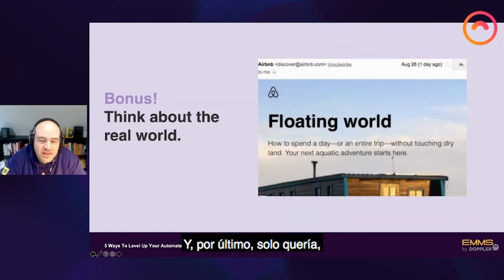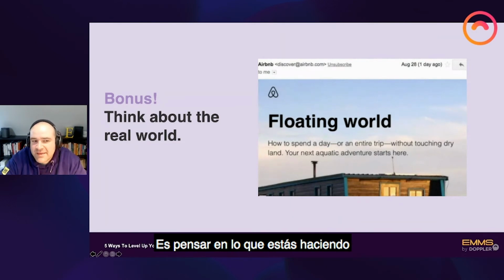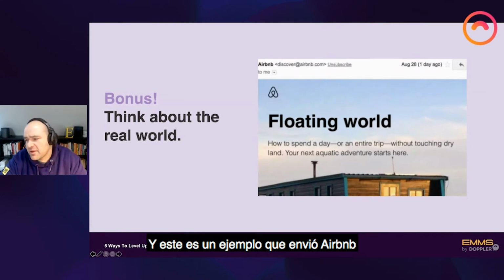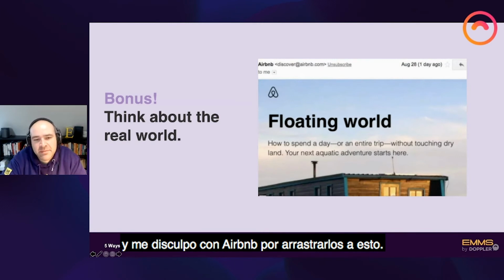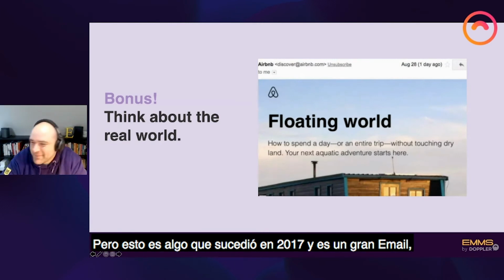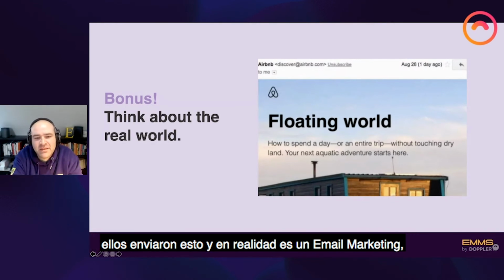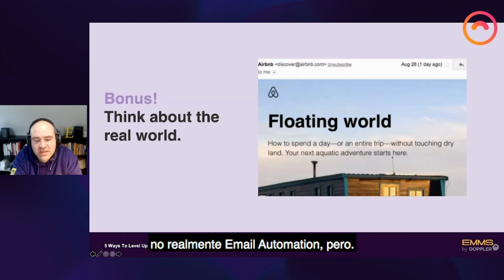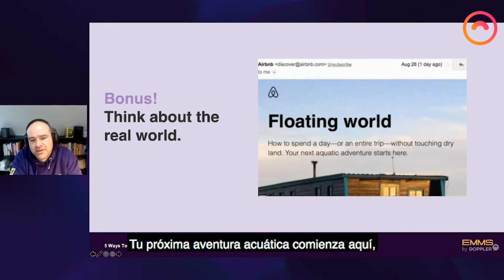And lastly, I said it's a bonus, but really this is, I guess, number 6 out of the 5: think about what you're doing in context of the real world. And this is an example that Airbnb sent, and I apologize to Airbnb for dragging this up. But this is something that happened in 2017, and this is a great email, right? They sent this out, and it's actually a marketing email, not really a transactional one. But the text is: floating world, how to spend a day or an entire trip without touching dry land. Your next aquatic adventure starts here.